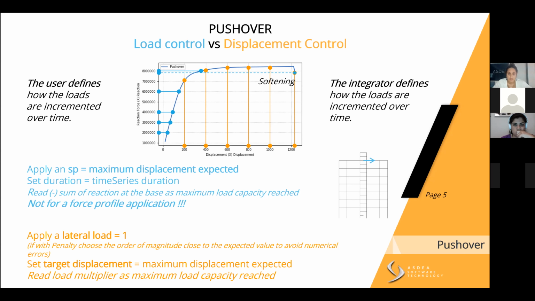If you see, this is the plot of a monitor. So in this case, I'm not reading the time, I'm actually reading the reaction forces. But if I were to read the time against displacement, here I would have anyway the same value, because I had applied a lateral load equal to 1.